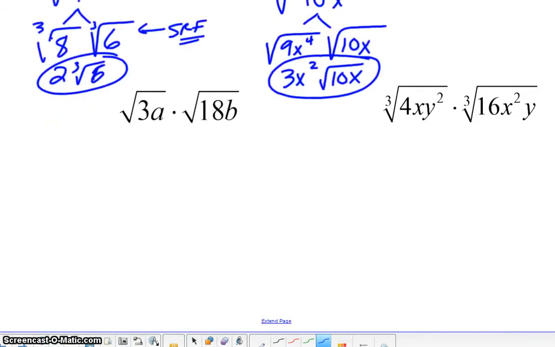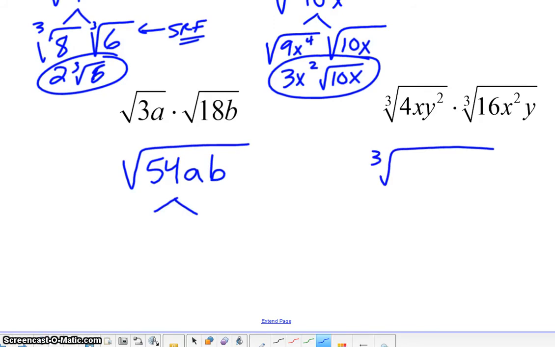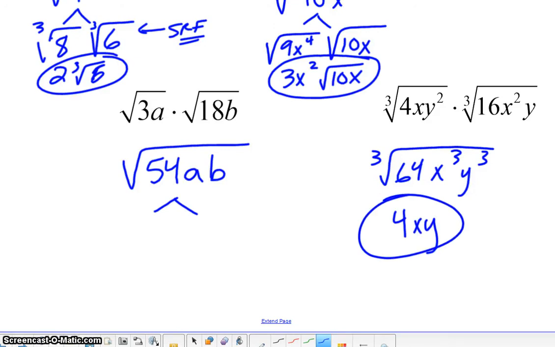Okay, and then the next one, we're going to multiply those together to get 54ab. Now I want you to split it up and solve. The last one, multiply, you get 64 x cubed y cubed. This ends up being a perfect cube all around because 64 is a perfect cube. 3 divided by 3 is just x. 3 divided by 3 is just y. Final answer, no absolute values necessary.